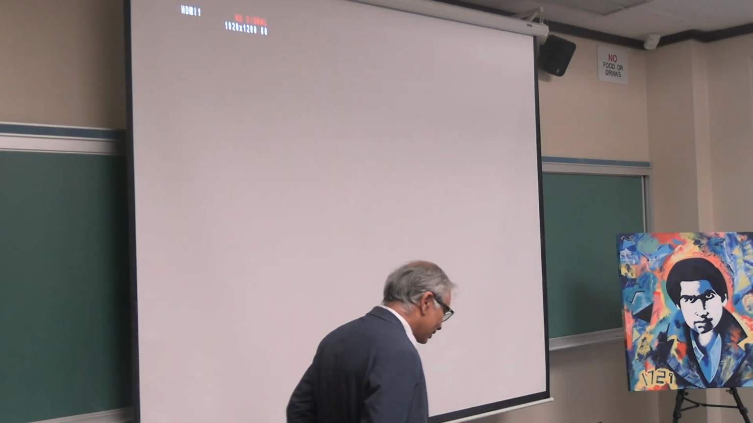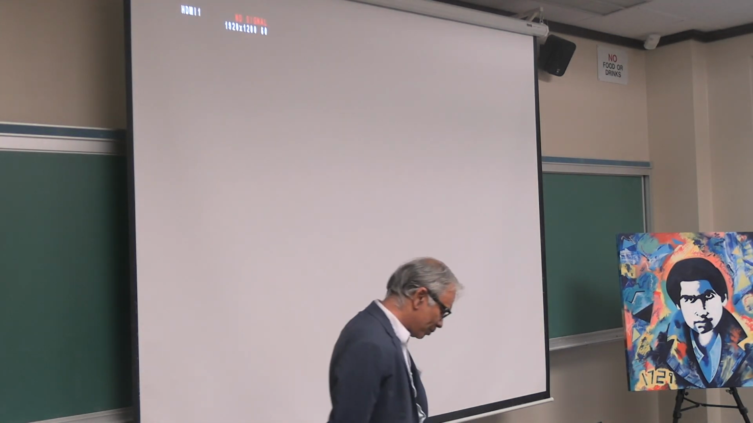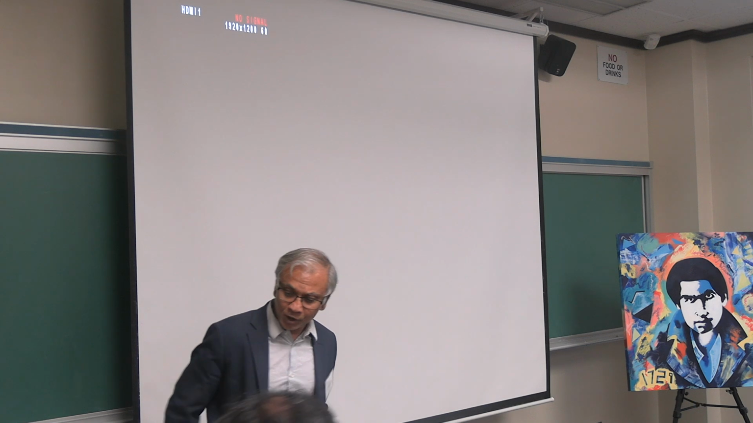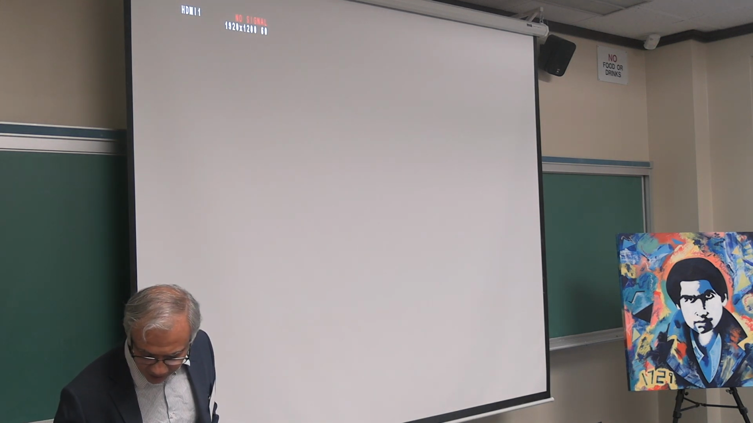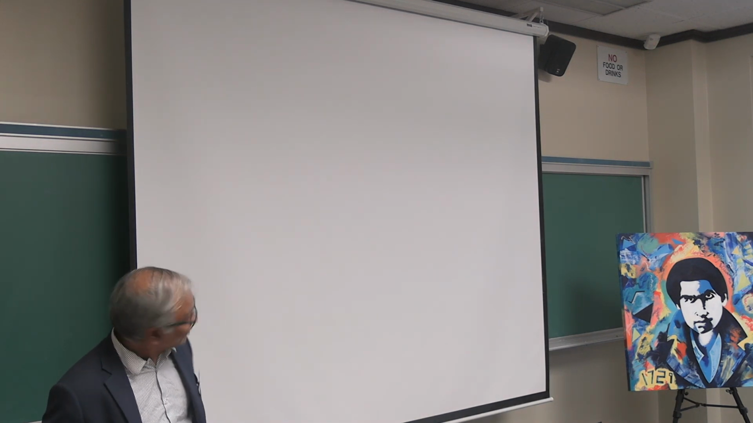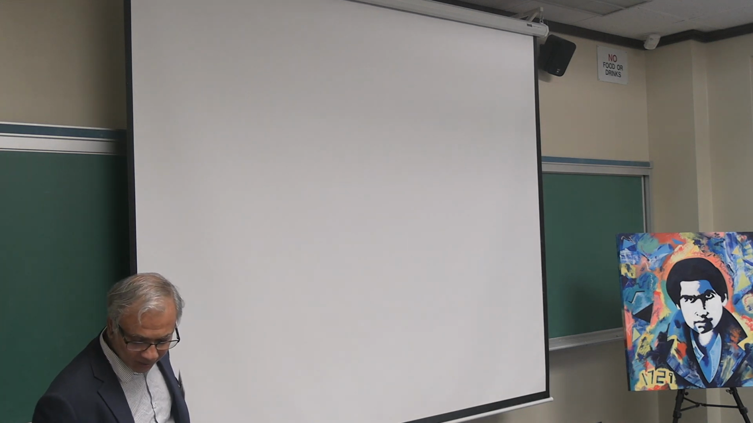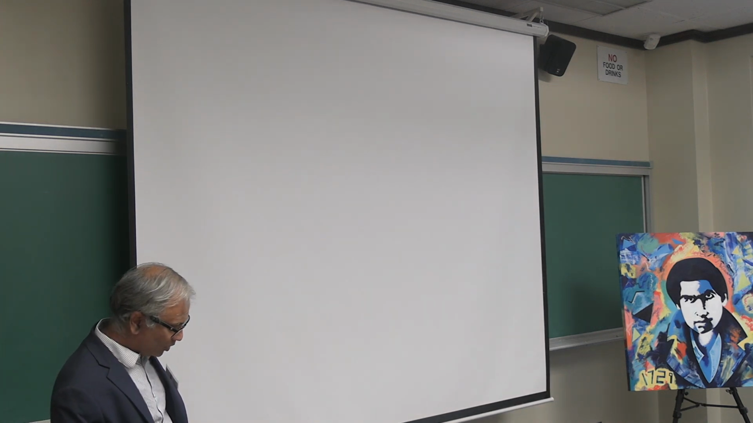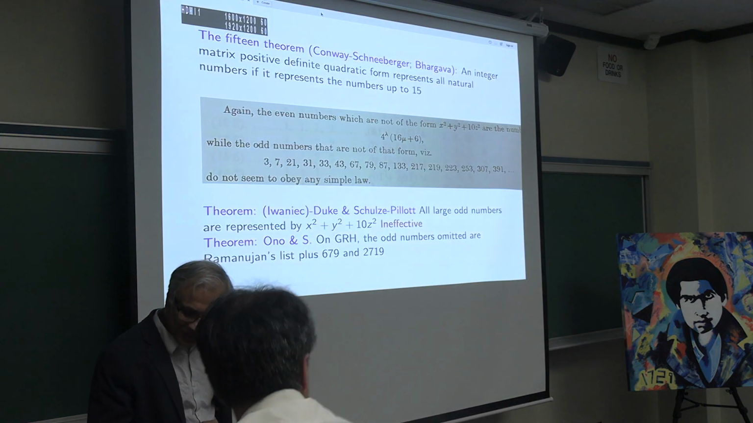And then Ken Ono and I, about 25 years back, wrote a paper in which we figured out, at least if you assume the Riemann hypothesis, that we can solve Ramanujan's problem and get all the numbers represented by this form.